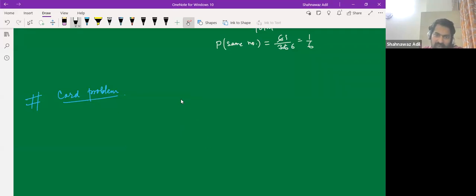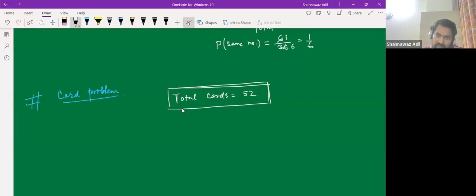So in a playing card deck, the total cards are 52, right? So you guys have played Uno, right? Yes, sir. And did you guys play this card game?